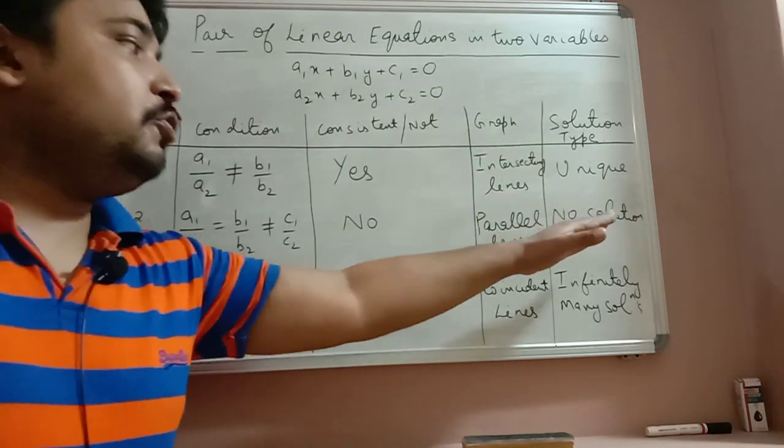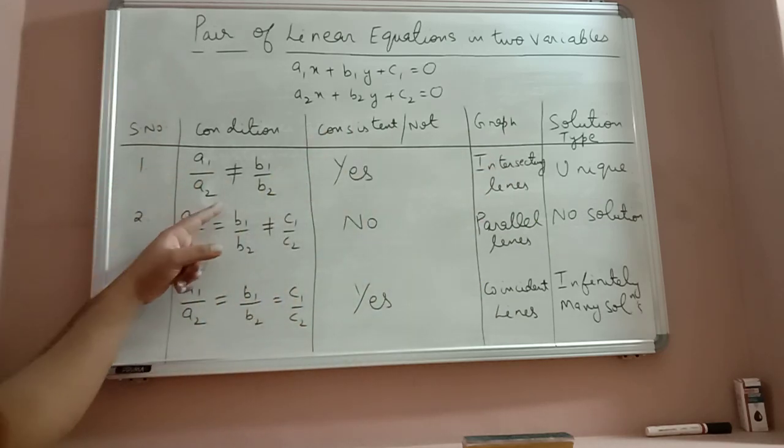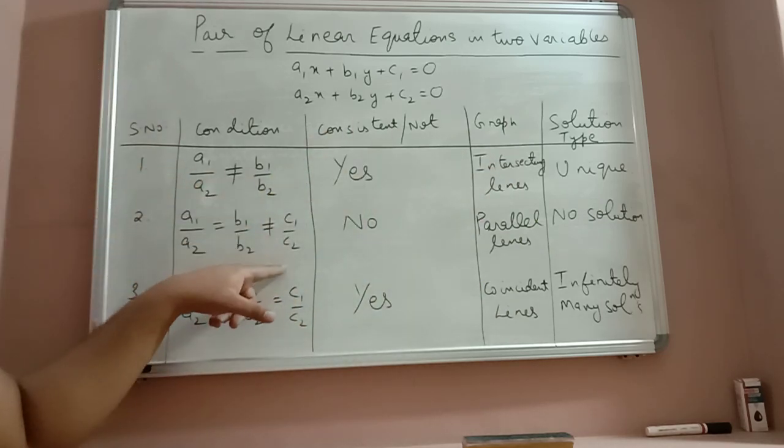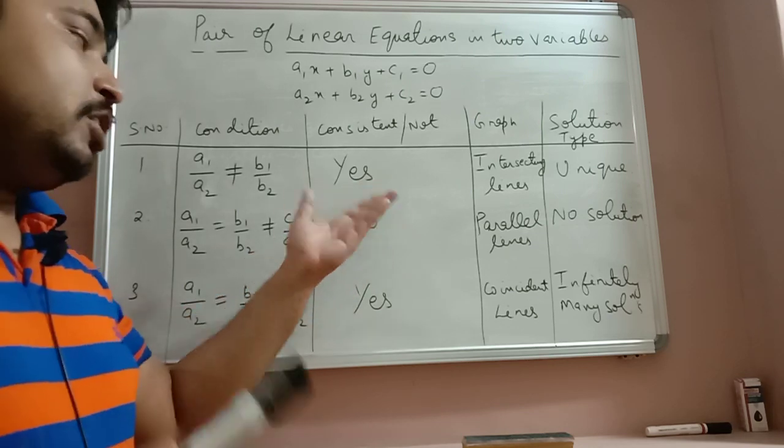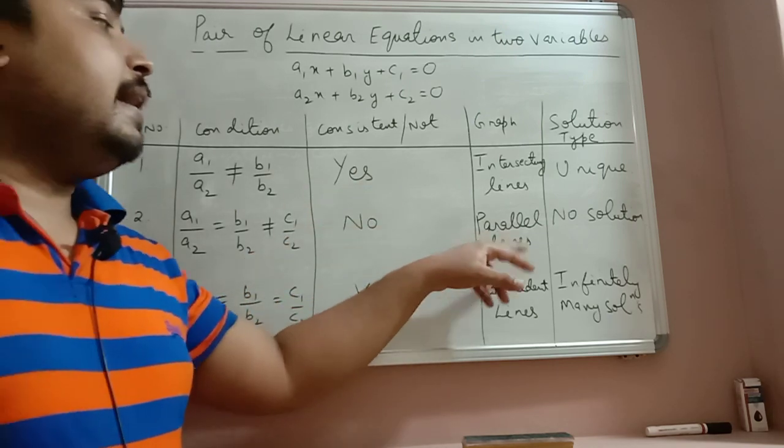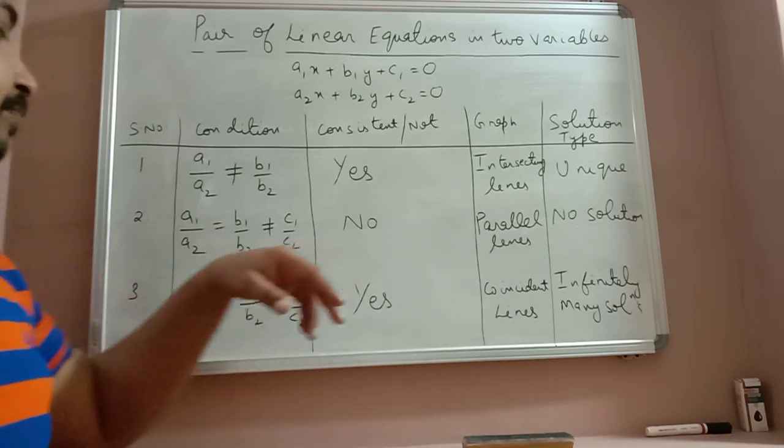Now for no solution, the condition is a1 by a2 equals b1 by b2 not equal to c1 by c2. System is not consistent because there is no solution and the lines are parallel.